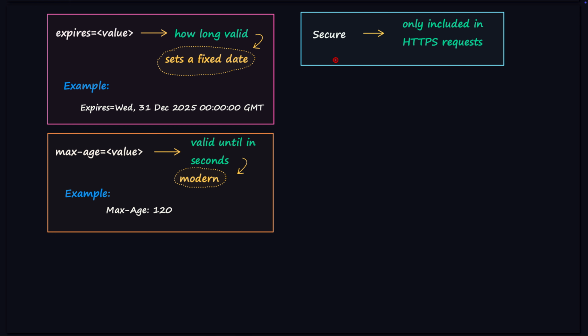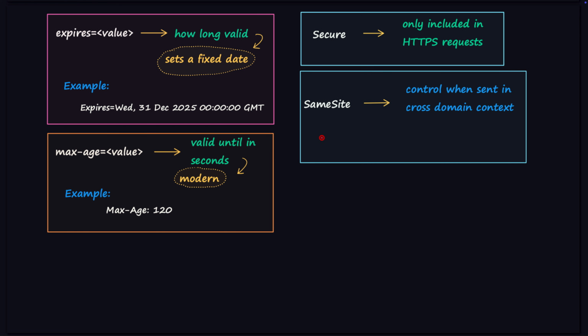The next common attribute is something called secure, and this attribute indicates that the cookie should only be included if the request is an HTTPS request. If it is a normal HTTP request, then it will not be included, and the cookie will only be included if it is an HTTPS request.